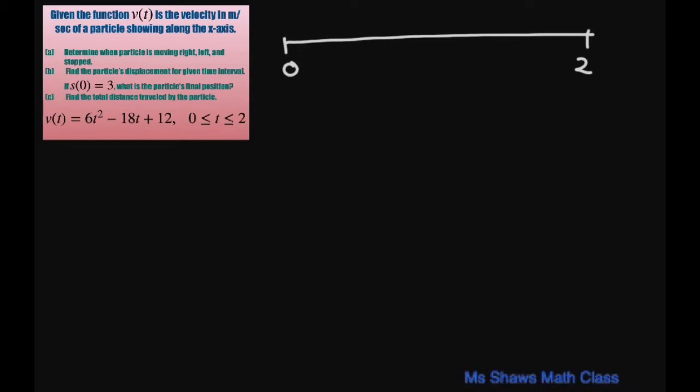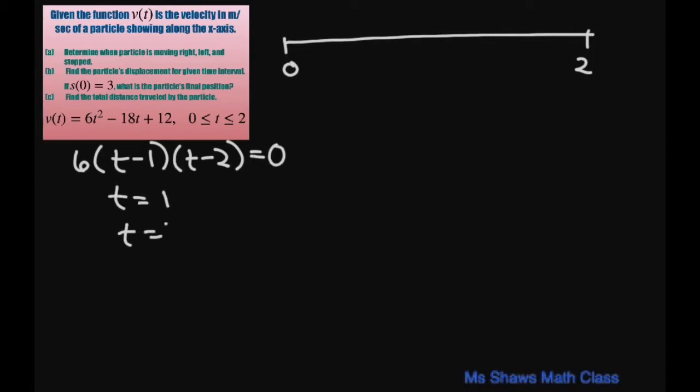So for part A, we're going from 0 to 2, and we're going to factor this. If we factor, we're going to get 6 times t minus 1 times t minus 2. Now, you set this to 0, you get t equals 1 and t equals 2. That means this is where it stopped when it's set to 0. So at 1 and 2, it is stopped.